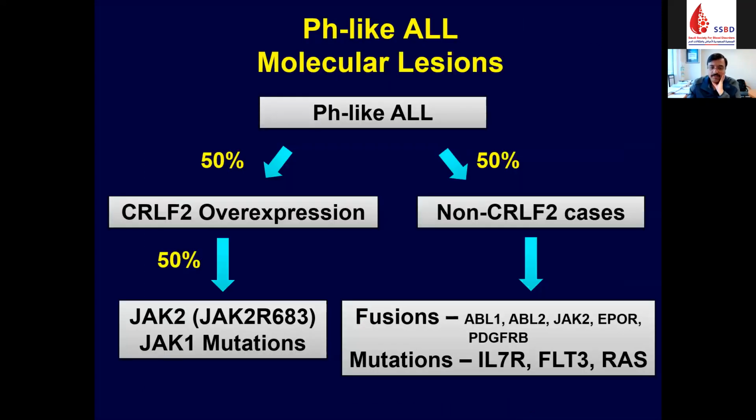So how I look at it from a big picture view as a clinician is that PH-like ALL comes in two different subsets. Half of the patients will have an overexpression of a gene called CRLF2, and half of those patients will have JAK2 mutations, typically JAK2 R683. The remaining half of the patients can have a variety of different fusions to different genes, and mutations of different genes. And that's where you really have to do some kind of multiplex fusion assay to pick those patients up. But at least the half of the patients who are CRLF2 rearranged are a bit easier to figure out. And I'm going to explain in the next few slides how we do it at MD Anderson.